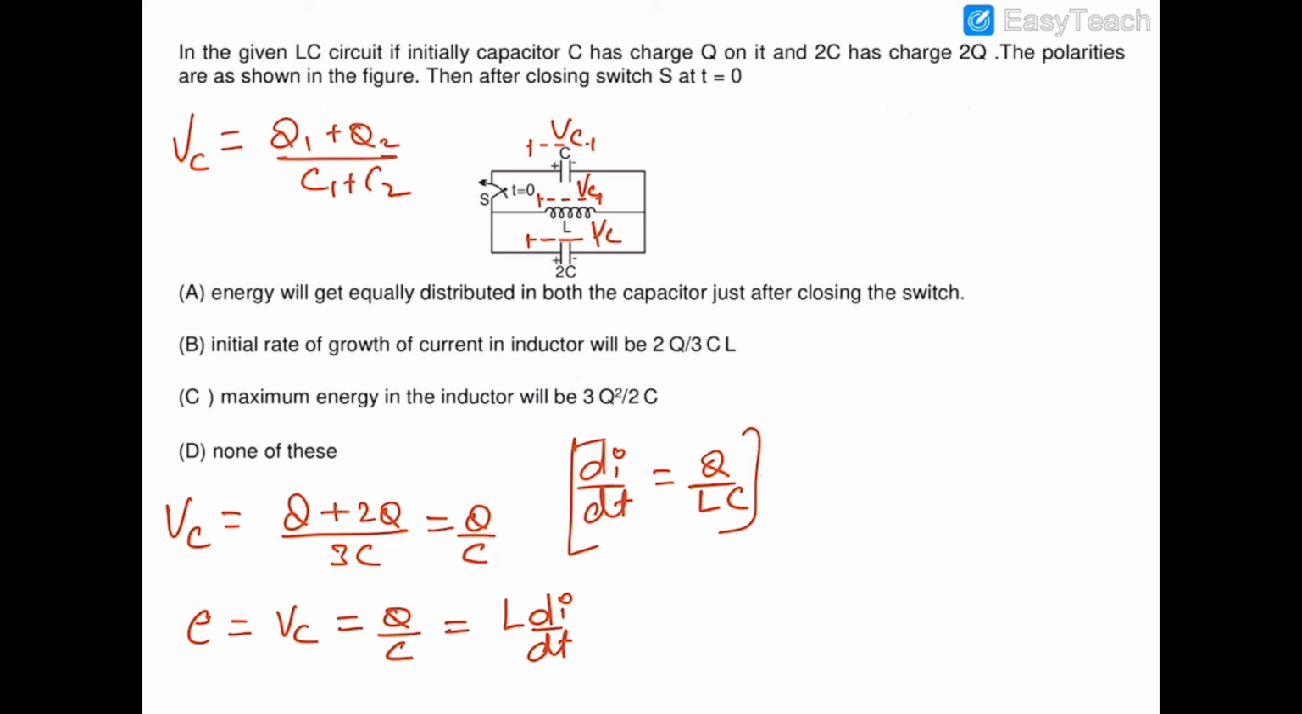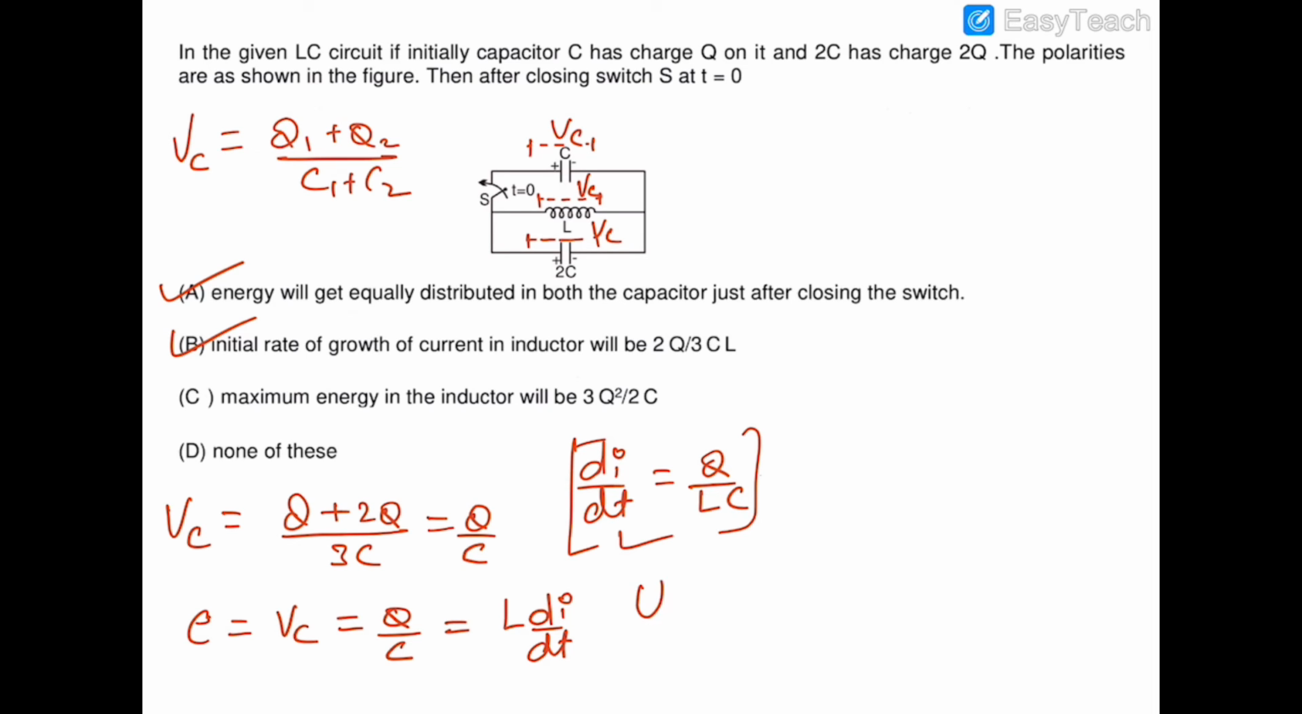So option A is incorrect, because the energy would not be equally distributed, because the values of capacitance are different but their initial common voltage is same, so the energy would be different. So option B will also be incorrect, because we have calculated the value of rate of growth of current in the inductor initially. Now the maximum energy.